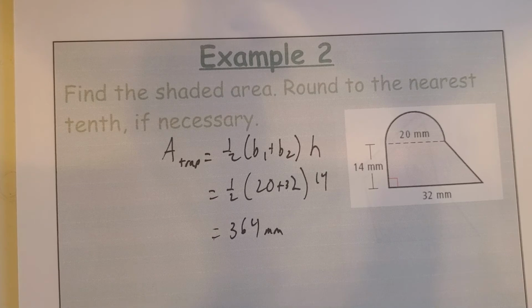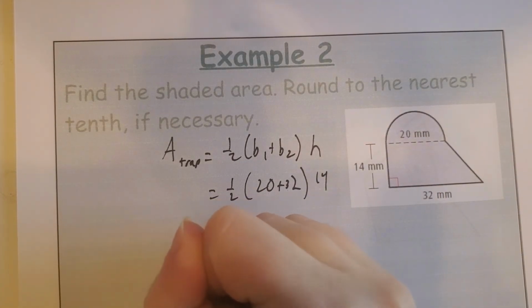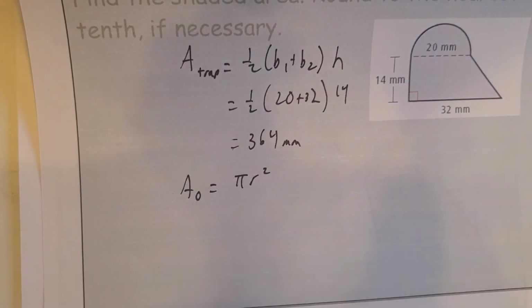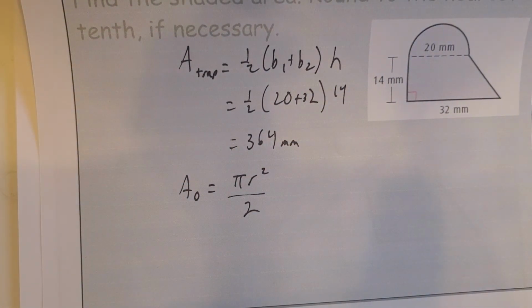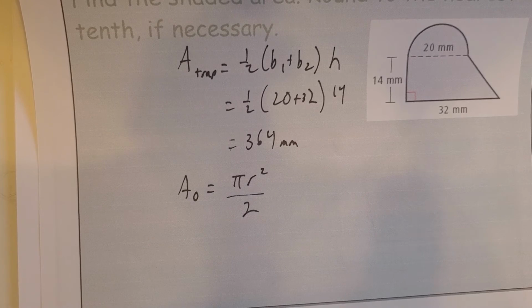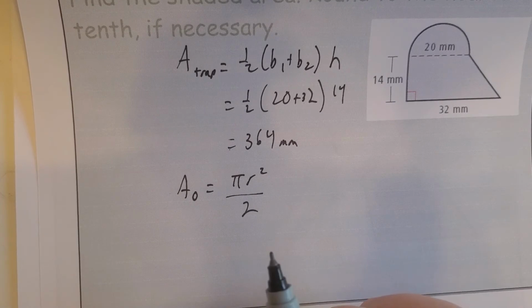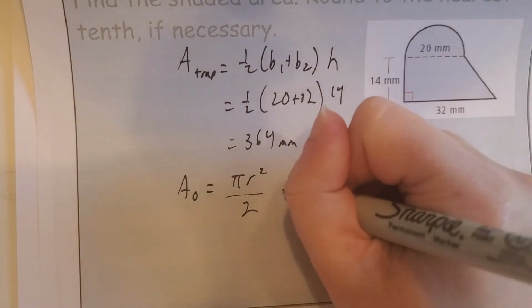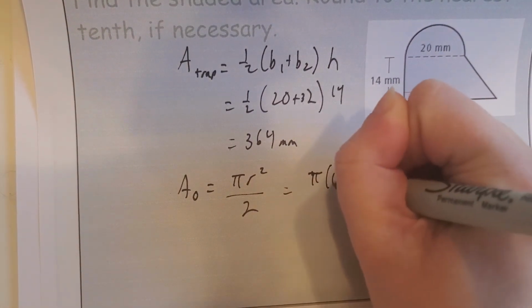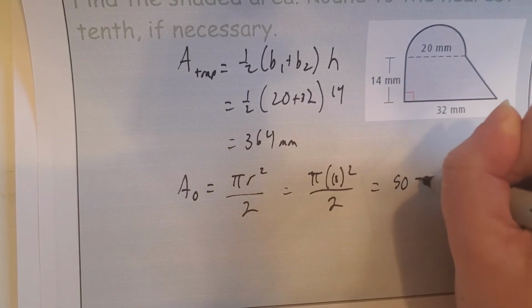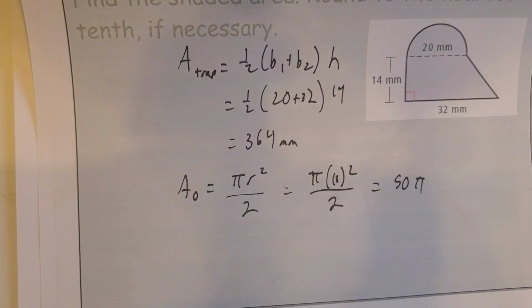I said semicircle. All right. So this is only half a circle. We know the area for a circle is going to be pi r squared. But because it's just a semicircle, we have to cut it in half. All right. So that's what we got to do in this case. The radius also, like the 20 right here, is from end to end, so it's the diameter. So the radius is actually going to be 10. So this is pi times 10 squared over 2. So this is 100 over 2. This is 50 pi. All right?